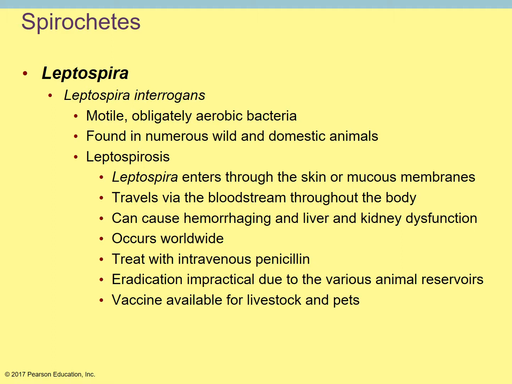Excuse me. Leptospira is a motile aerobic bacteria. It's found in a lot of wild animals, domesticated animals. It can enter the skin and the mucous membranes. Once it gets in the bloodstream, it can go anywhere. It can cause problems with liver dysfunction, kidney dysfunction, and can be treated with penicillin. Is it possible to eradicate this? Probably not, because there's so many other animals that can act as a reservoir.